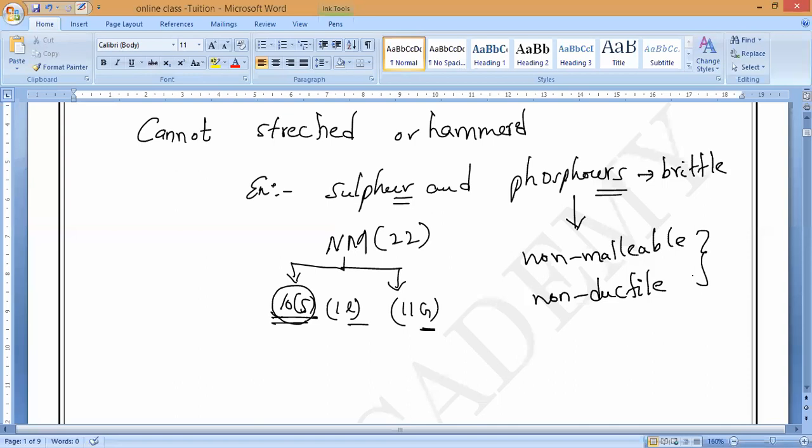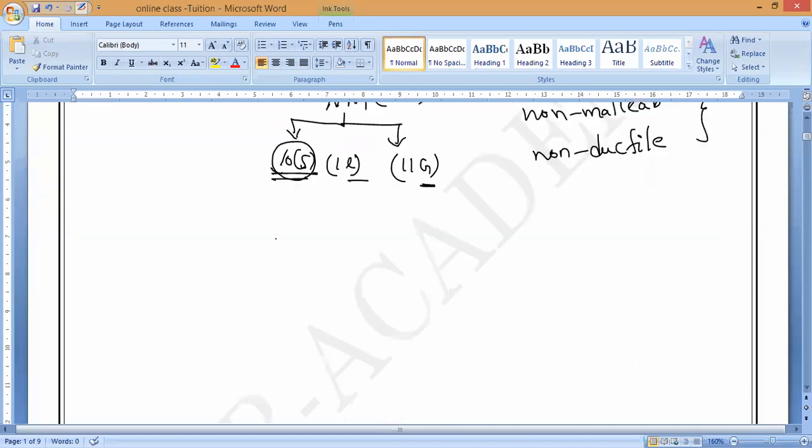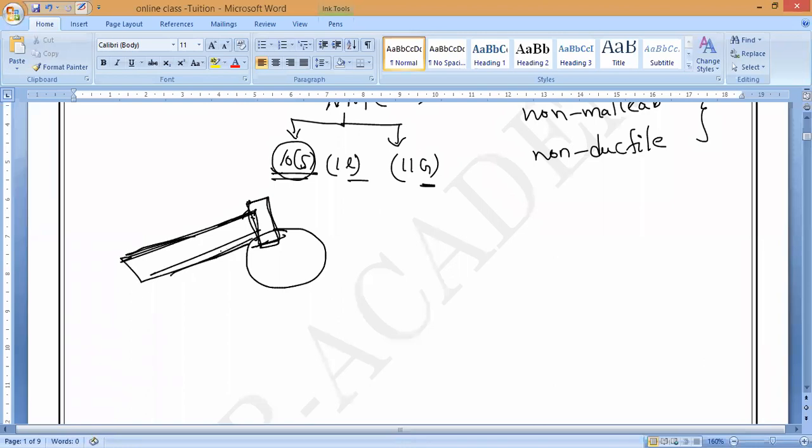Suppose, for example, I have a stone of sulfur, and if I hit it with a hammer, what will happen, guys? It will turn into powder. It will never be stretched into any kind of sheet or wire. It will become powder. The same thing will happen to carbon, sulfur, etcetera. They will become pieces.